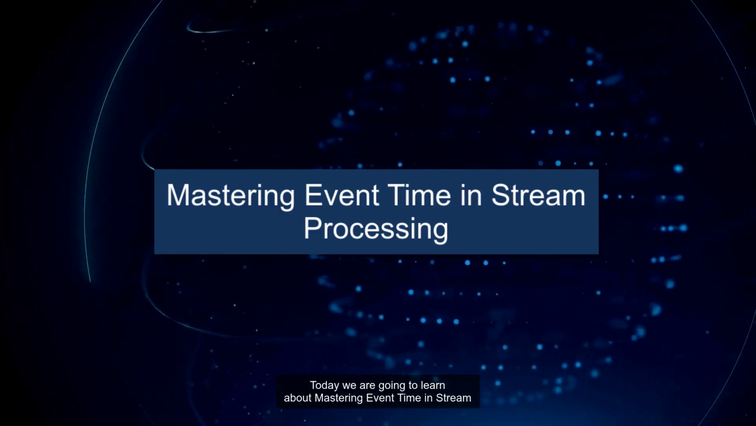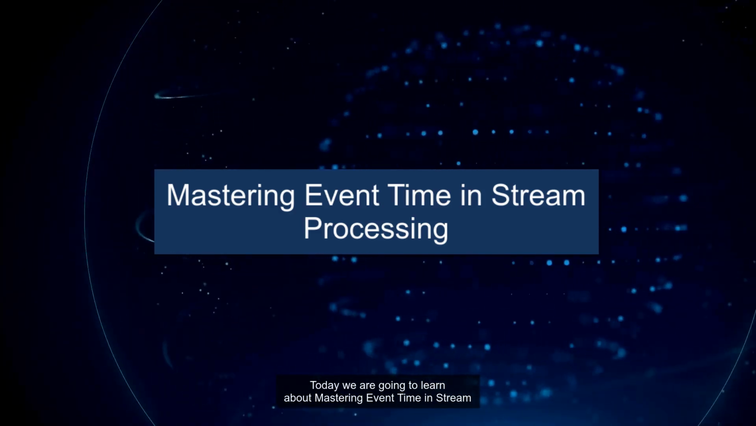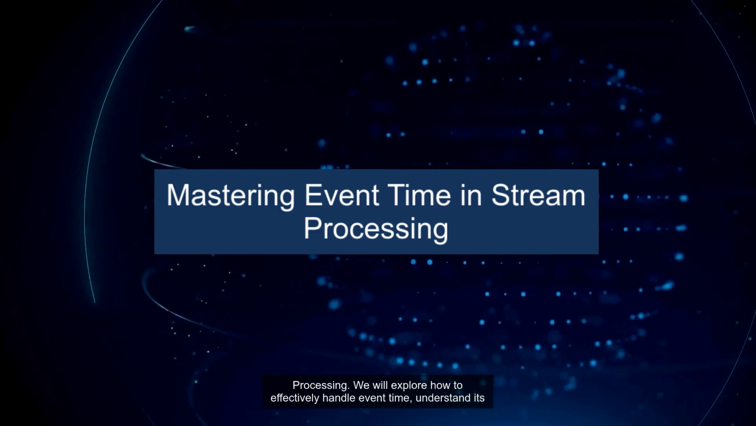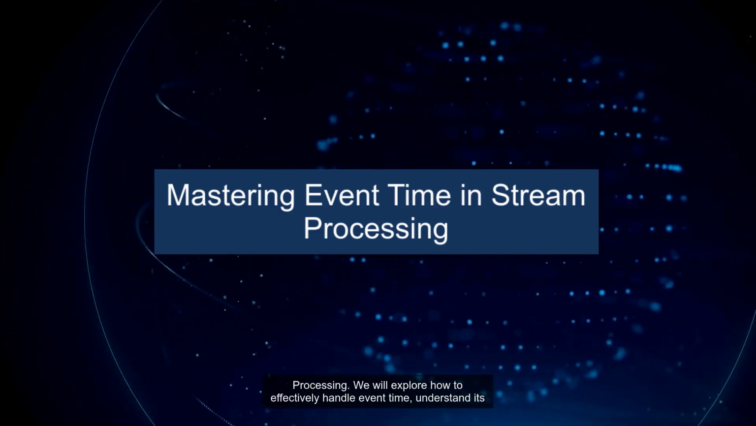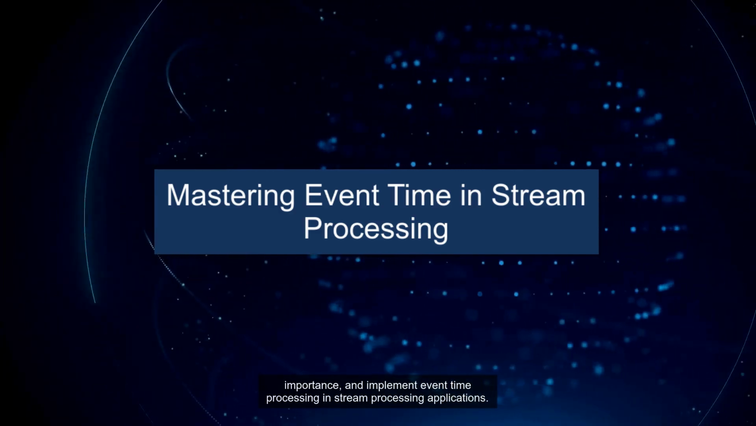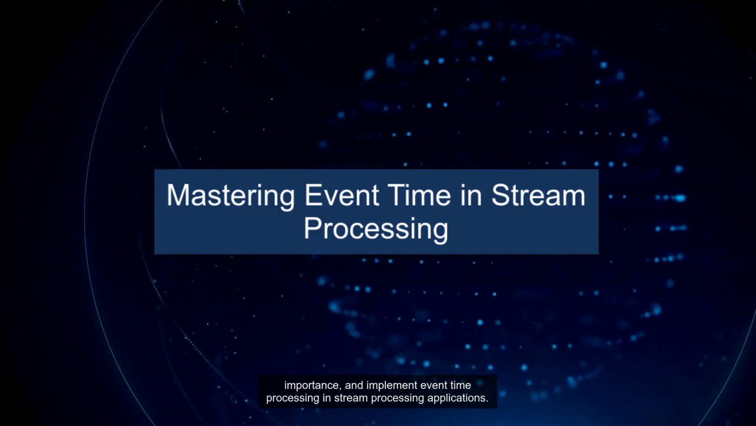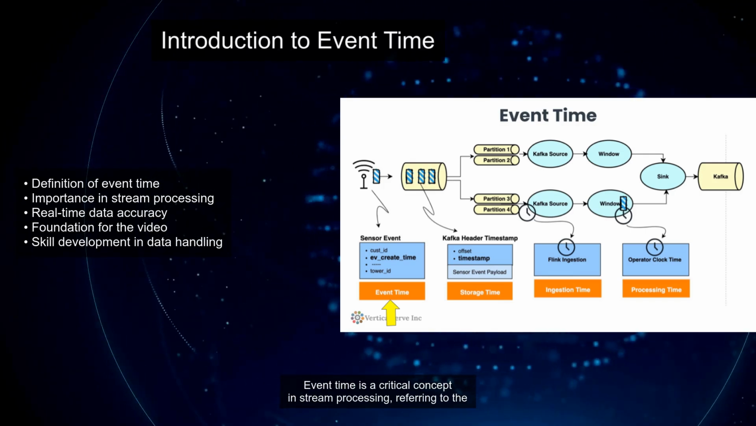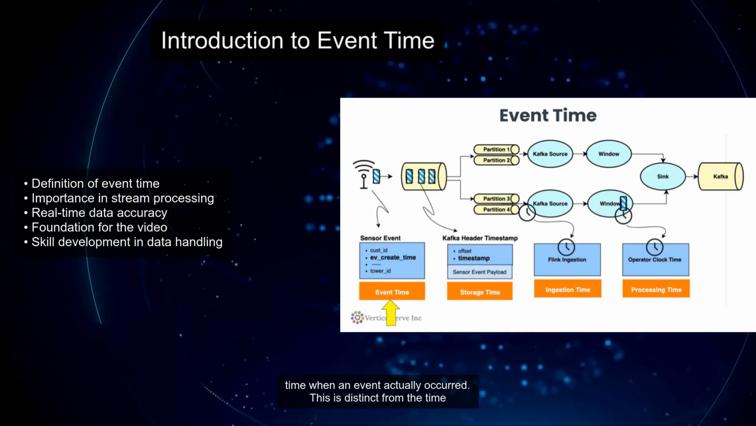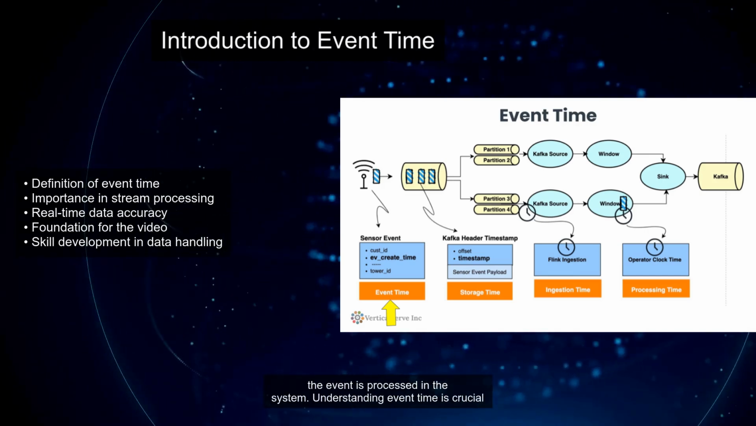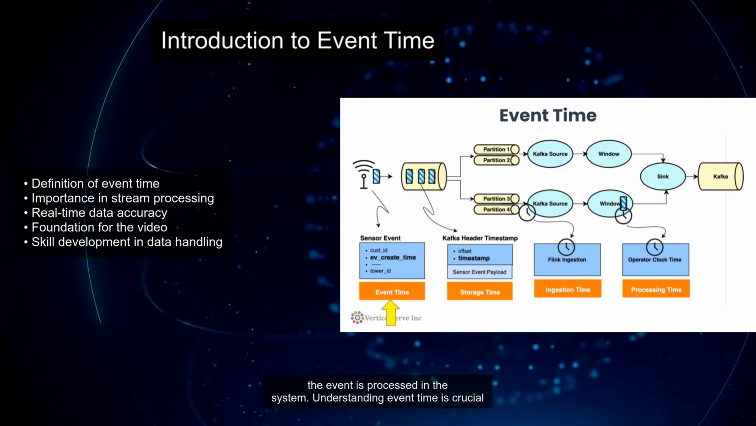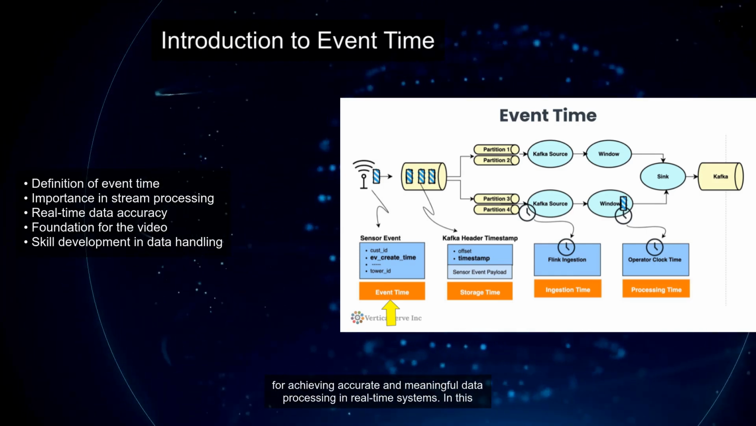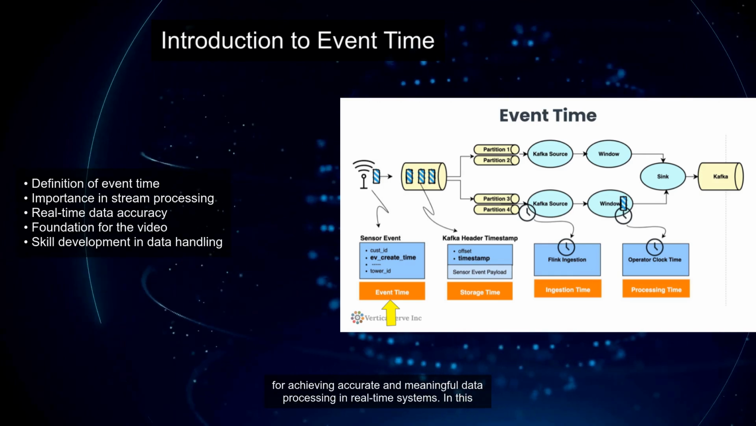Today we are going to learn about mastering event time in stream processing. We will explore how to effectively handle event time, understand its importance, and implement event time processing in stream processing applications. Event time is a critical concept in stream processing, referring to the time when an event actually occurred. This is distinct from the time the event is processed in the system. Understanding event time is crucial for achieving accurate and meaningful data processing in real-time systems.